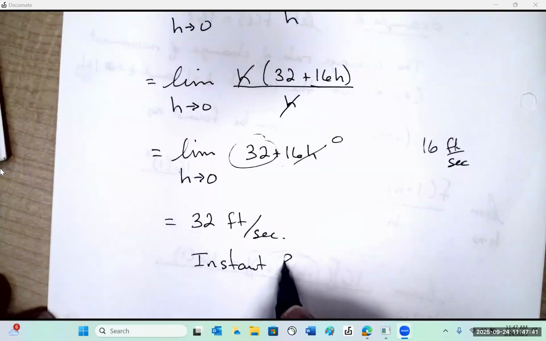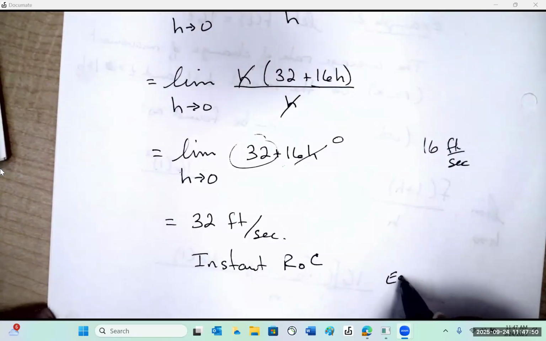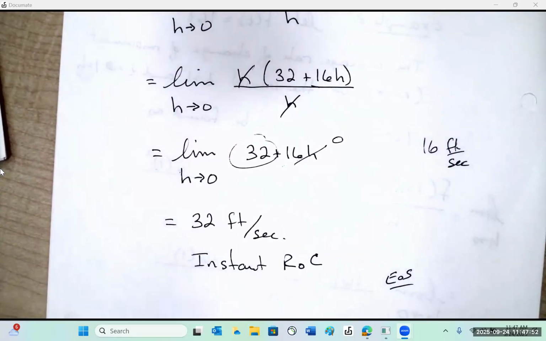Okay. That's the instantaneous rate of change. Thank you. So now we learned a faster way of doing this stuff.